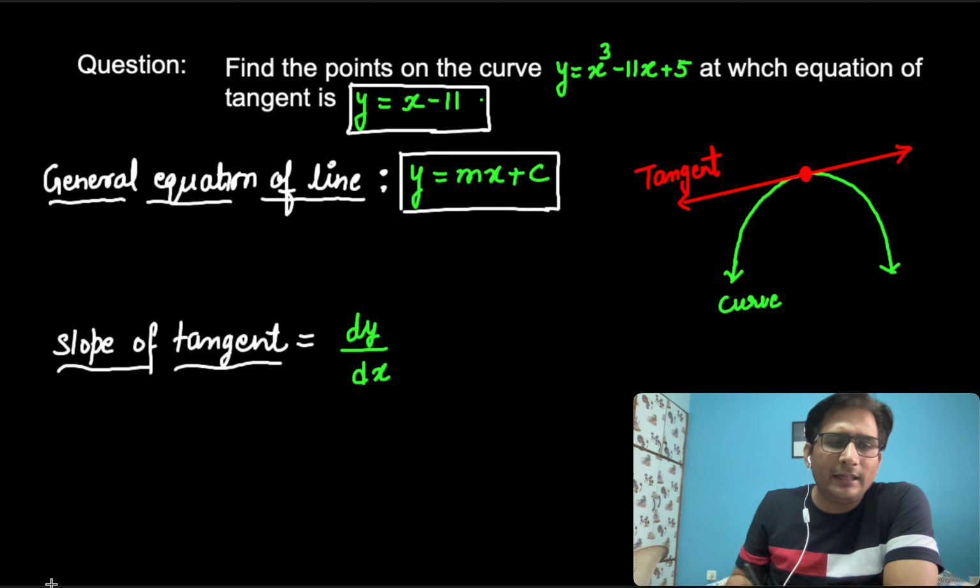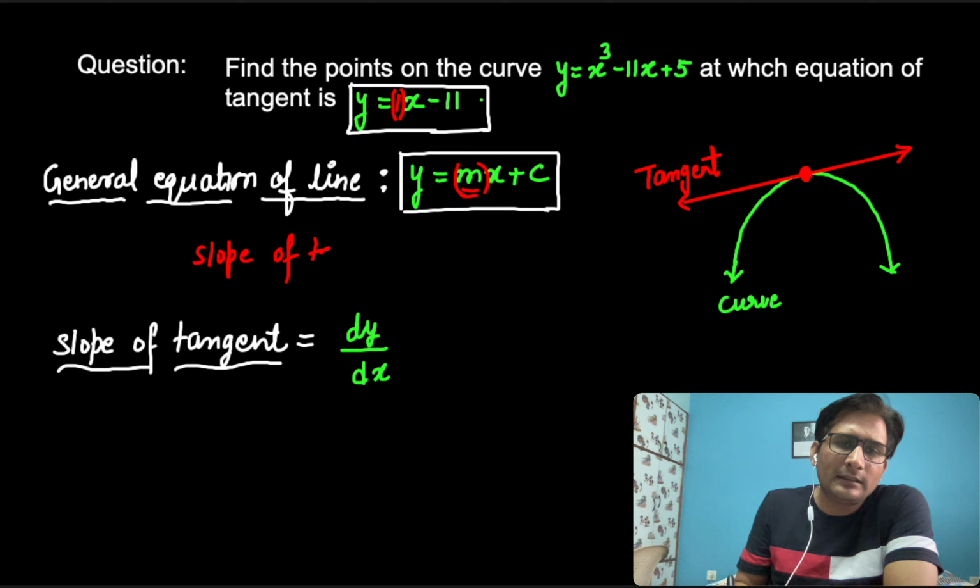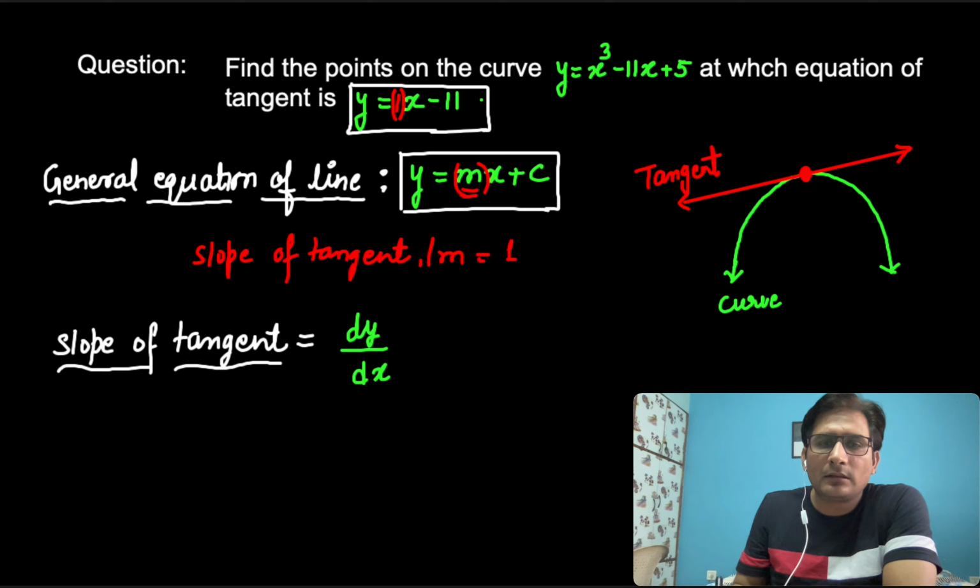If you compare it with this equation, what is the value of m in this case? It is the coefficient of x. What is the coefficient of x here? It is 1. So, by comparing, the slope of the tangent m is equal to 1. The slope of the tangent is equal to 1, right.